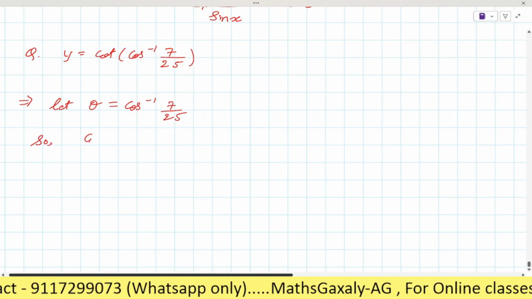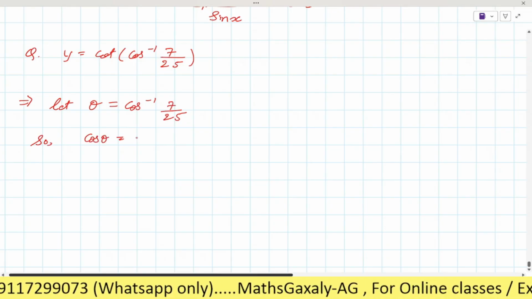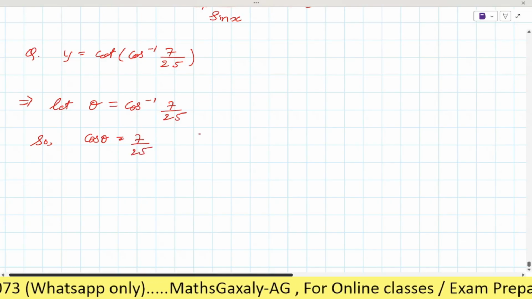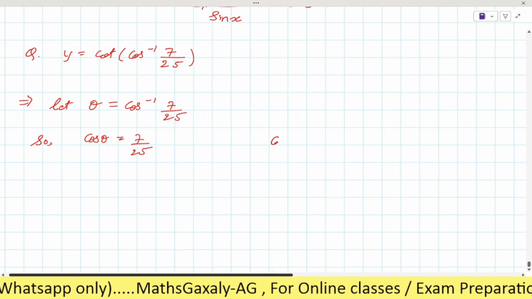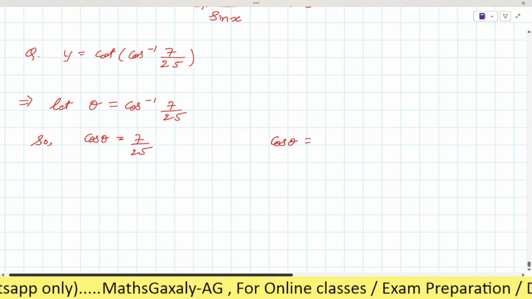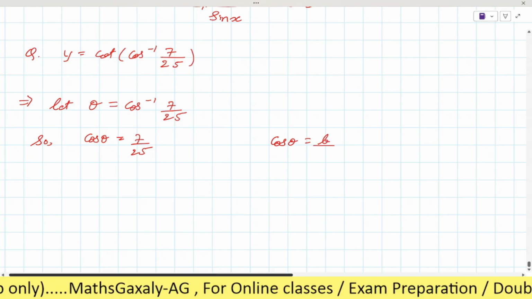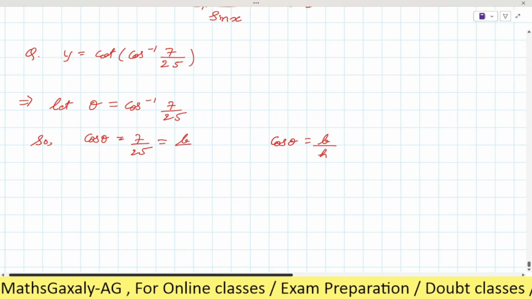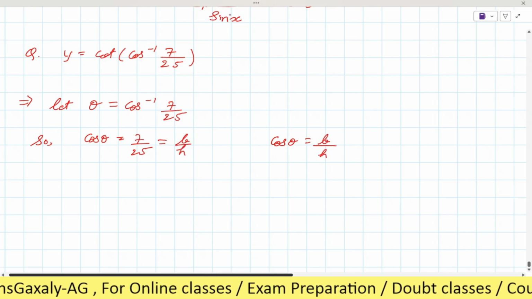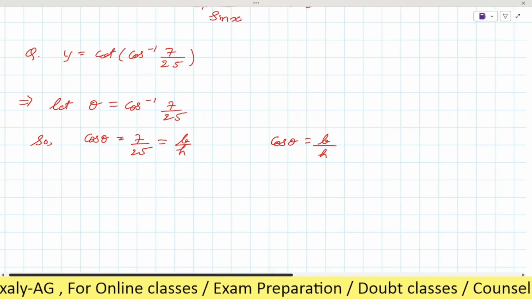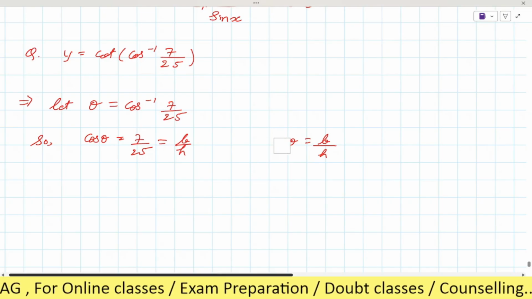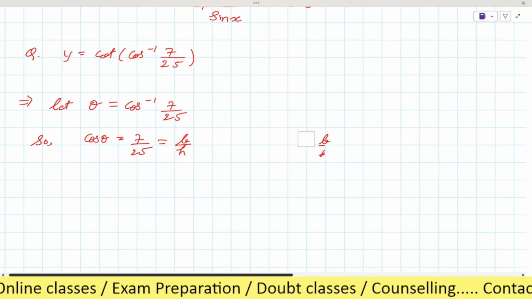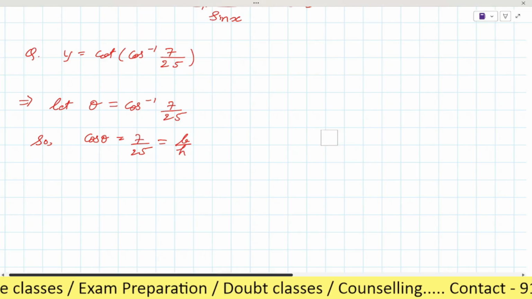It will become cos theta is equal to 7 by 25, right? As we know that cos theta is equal to b by h, so here it will be b by h. Is it clear? Any doubt? No doubt. Tell me.